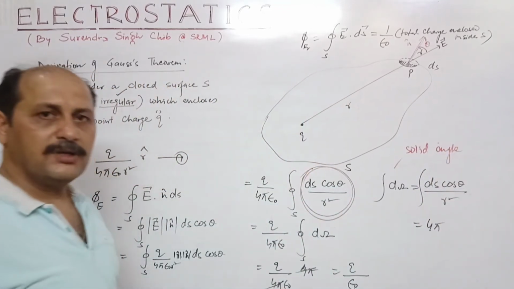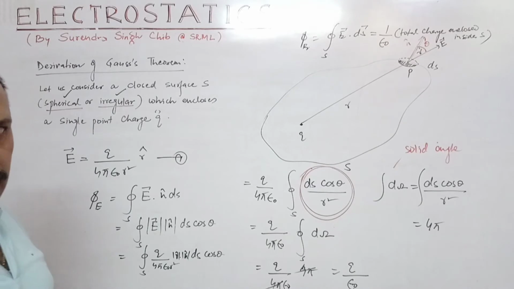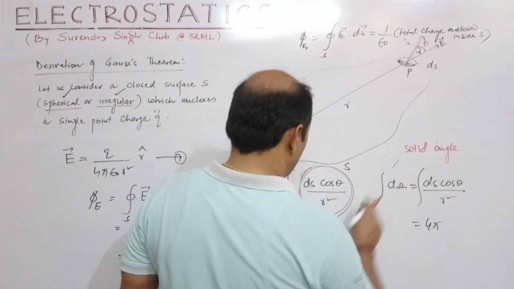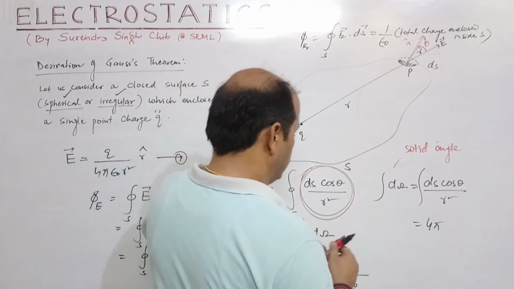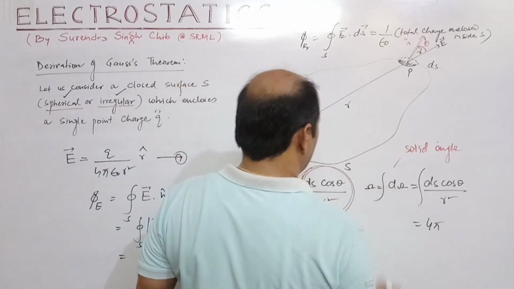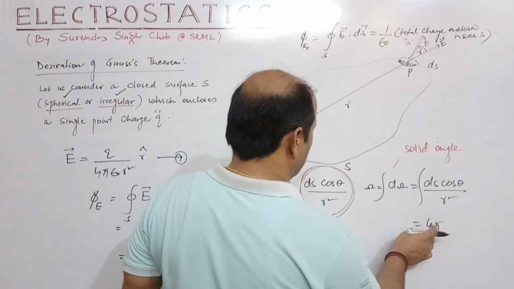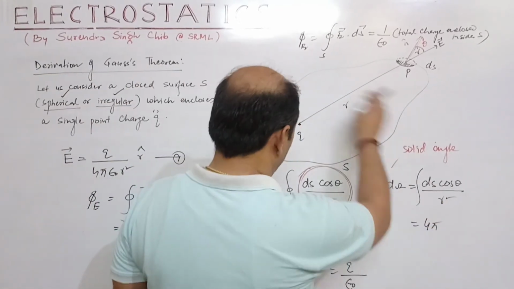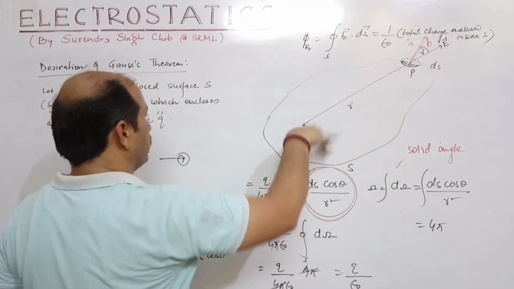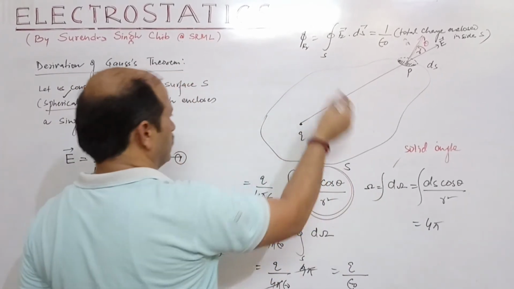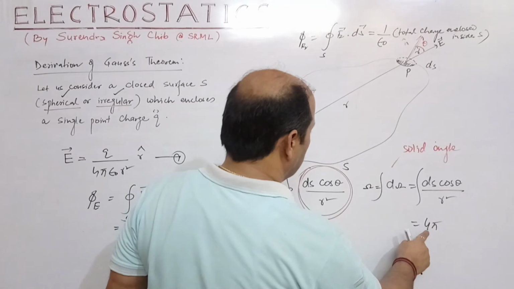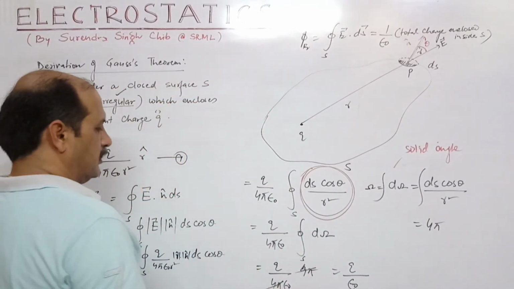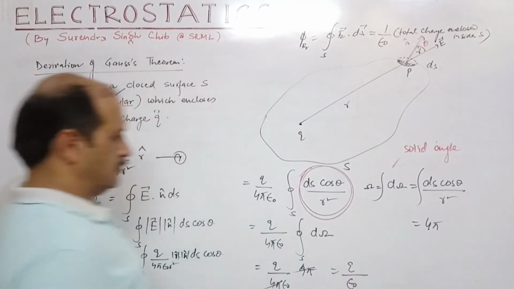It's a three-dimensional angle. We have a plane angle which is in radians. This is a solid angle. So if you integrate the solid angle, we get omega, and the value of the solid angle is always 4 pi, if it is spherical, because at least we can cut a sphere. And what is the solid angle of a sphere? 4 pi steradians. So 4 pi comes, 4 pi cancels. This is q upon epsilon naught.